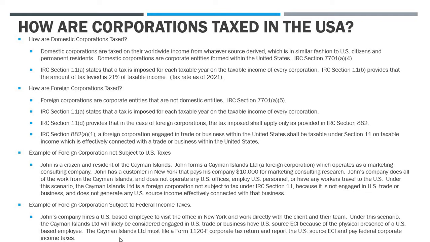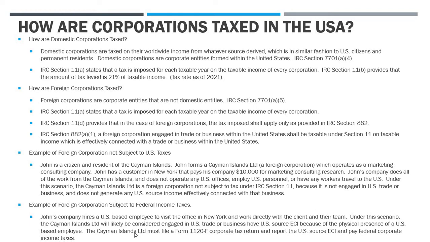So let's look at this one here where he might have a U.S. trade or business. John's company in the Caymans hires a U.S. employee, and the U.S. employee has to go to New York and works directly with the client. Under this scenario, the Cayman entity is likely engaged in a U.S. trade or business, right? Because it's not only got the U.S. customer, but you have an actual employee on the ground, going to the client, doing work within the U.S. So the physical presence of this U.S.-based employee likely creates a U.S. trade or business, and now you have U.S. source ECI.